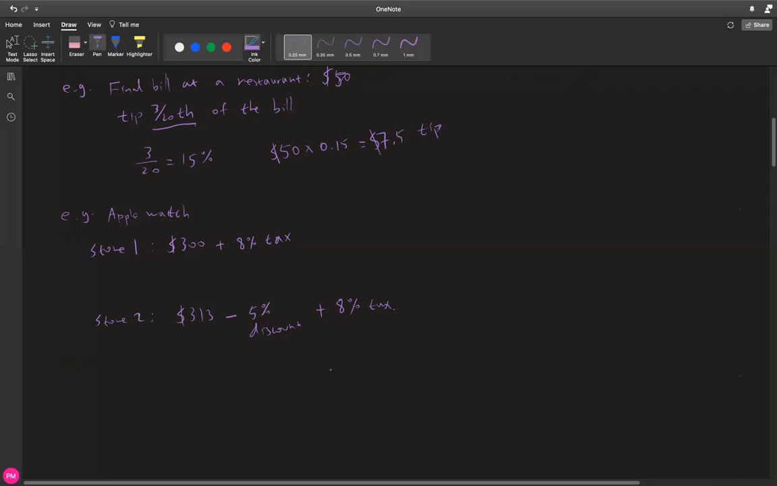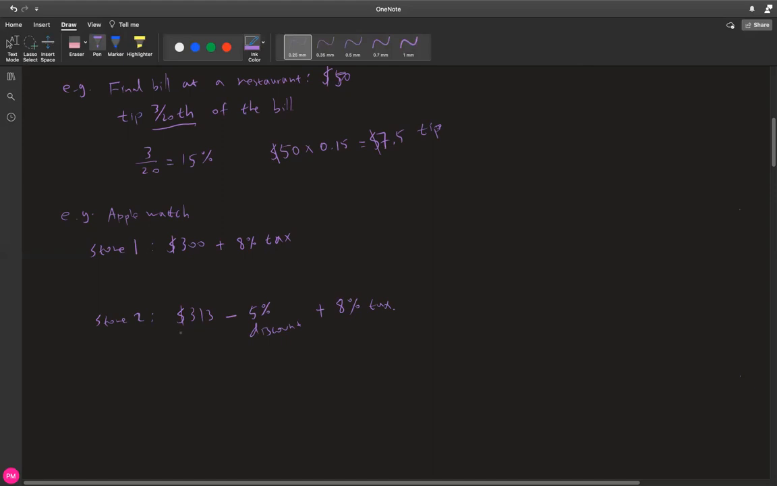So which one of the two stores is better? Sure, it may actually be a very small amount of difference. But for the sake of the problem, let's say that you're looking to buy one cheaper, even if it's only $1 difference. If you look at store 1, it's very cut and dry. It's very simple. The price is $300, and after you pay tax, you just walk out of the store.